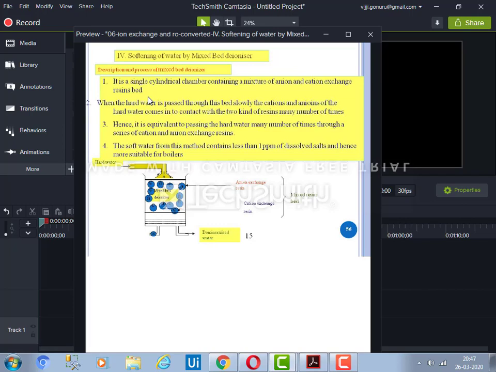When the hard water is passed through this bed, slowly the cations and anions of the hard water come into contact with the two kinds of resins many times. Hence, it is equivalent to passing the hard water many times through a series of cation and anion exchange resins. The soft water from this method contains less than 1 or 2 ppm of dissolved salts and hence is more suitable for boilers. Yes, so this is the explanation for the ion exchange method.